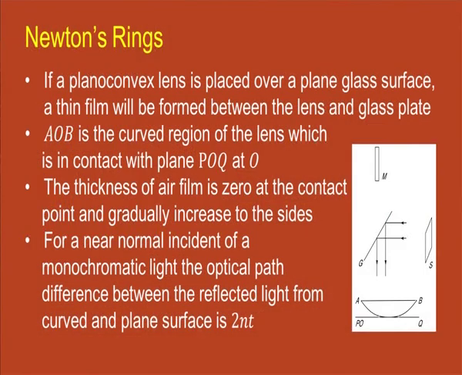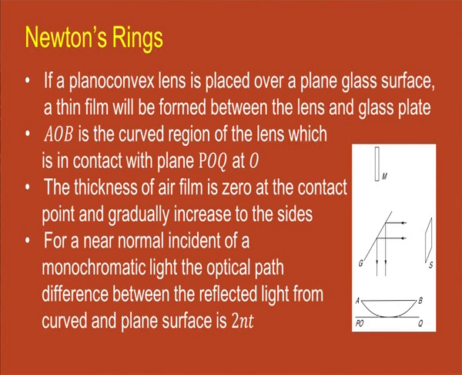Next, we will discuss a concept called Newton's rings. If a plano-convex lens is placed over a plain glass surface, a thin film will be formed between the lens and glass plate. As you can see in the figure in this slide, AOB is the curved region of the lens which is in contact with plane POQ at O. The thickness of the air film is 0 at the contact point and gradually increases to the sides.